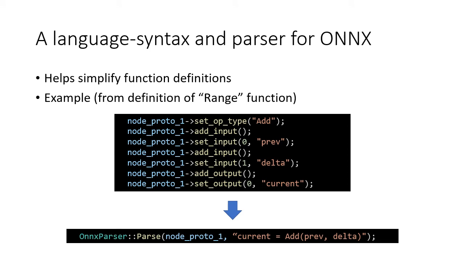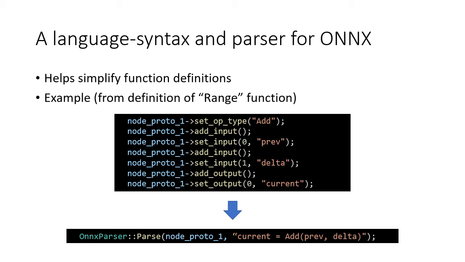Among other changes, a language syntax and parser has been introduced for ONNX. This is still an experimental feature. Among other things, this will help us simplify function definitions. The examples shown in this page, as well as the next two slides, come from the function definition of the range function.